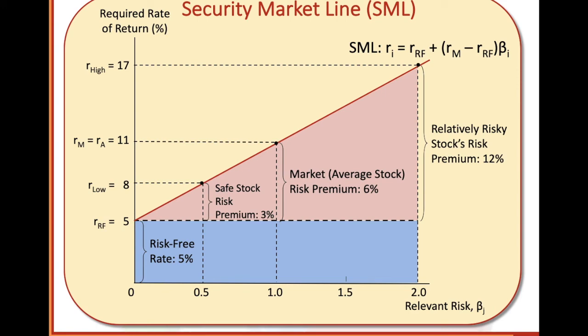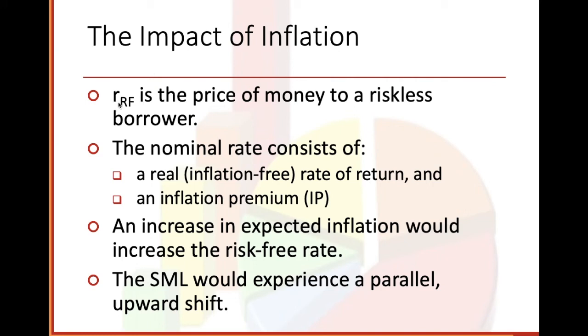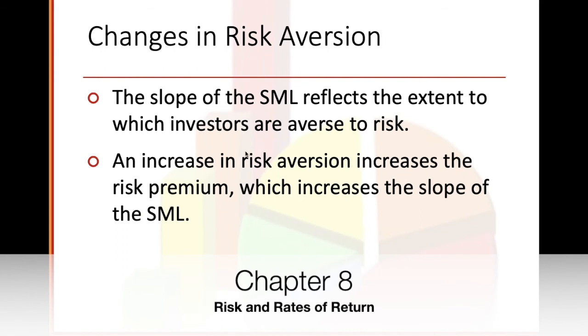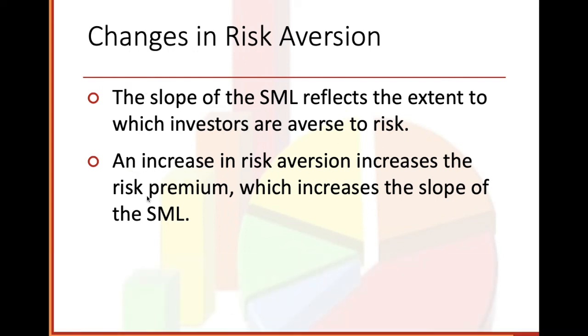The impact of inflation: R of F is the price of money to a riskless borrower. The nominal rate consists of a real rate of return, they say 2 to 3%, and an inflation premium, IP. An increase in expected inflation would increase the risk-free rate. The SML would experience a parallel upward shift. So the slope of the SML reflects the extent to which investors are averse to risk. An increase in risk aversion increases the risk premium, which increases the slope of the SML.